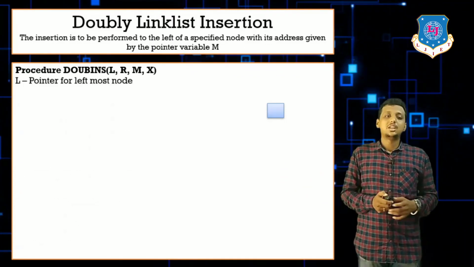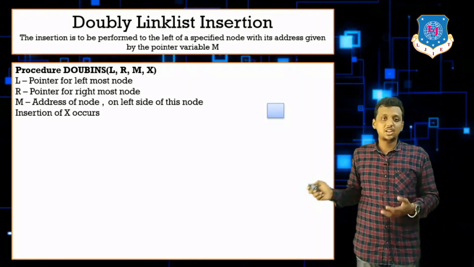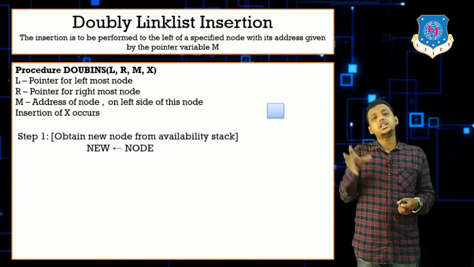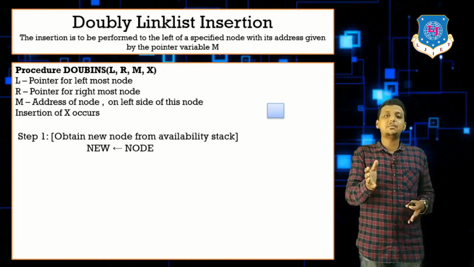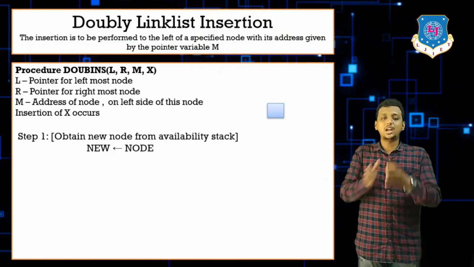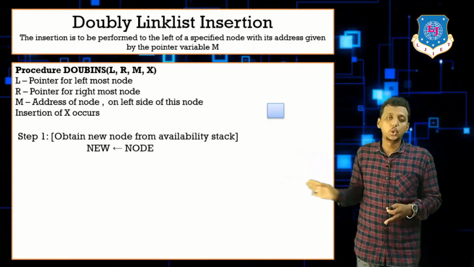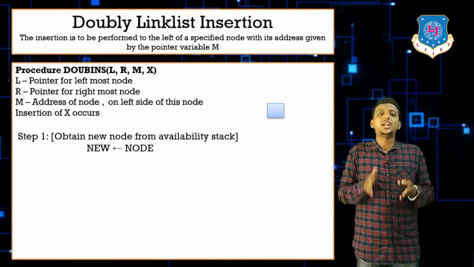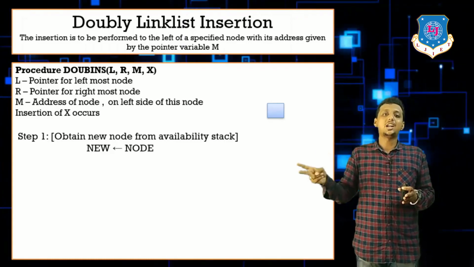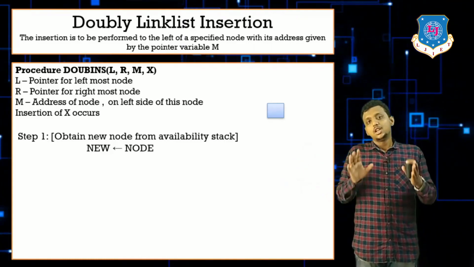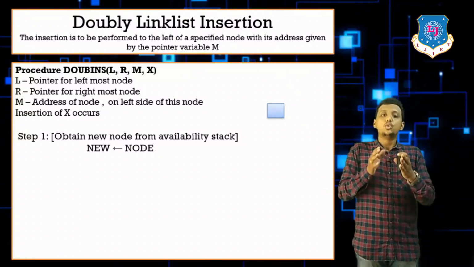So first, just take L, R, M, then insertion X, and now the first step is to obtain the node from the availability stack. Yes, the steps are the same as the previous one, but we are not going to write down all the steps. We just need to write new arrow node. Students, here in the algorithm we assume that when we talk about the node, it contains all three things: one data and two pointers. Get it from the availability stack. We do not need to write about checking the avail conditions, because we did it in the previous algorithms just for our understanding.